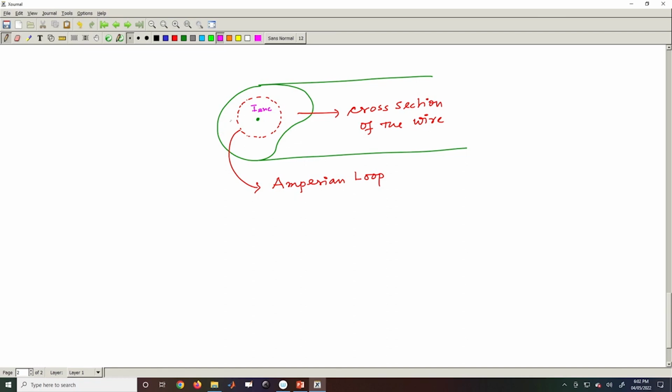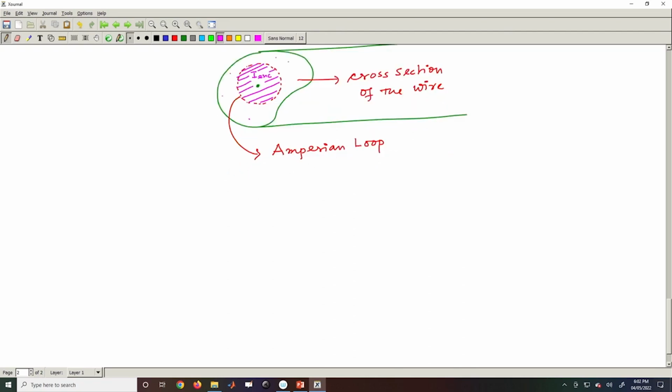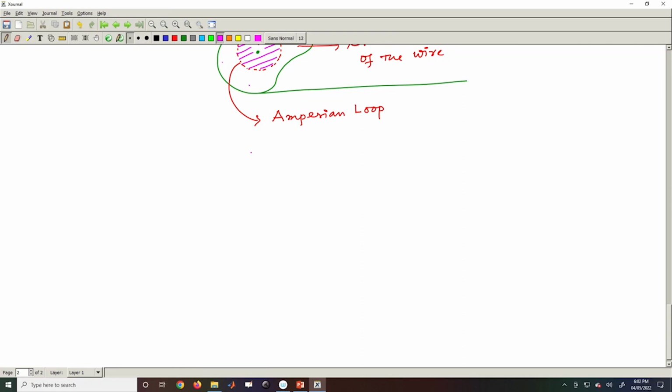Mind it, some amount of current is also flowing, because through the entire wire the current is flowing, but we are only considering the I enclose for this region. Other regions also have the flow of the current. The current is also flowing outside this region. But inside the Amperian loop, whatever the current I am writing is the amount of current that we call the current enclose.